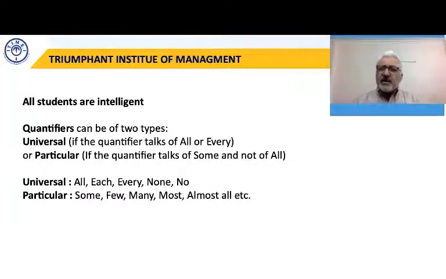What if I say most of the students are intelligent? Am I talking about all of them? The answer is no. Hence, most is also under particular quantifier. What about almost all? Is almost all talking about all without exception? The answer is no. Hence, almost all will also fall under particular quantifier. I hope it is clear till here.